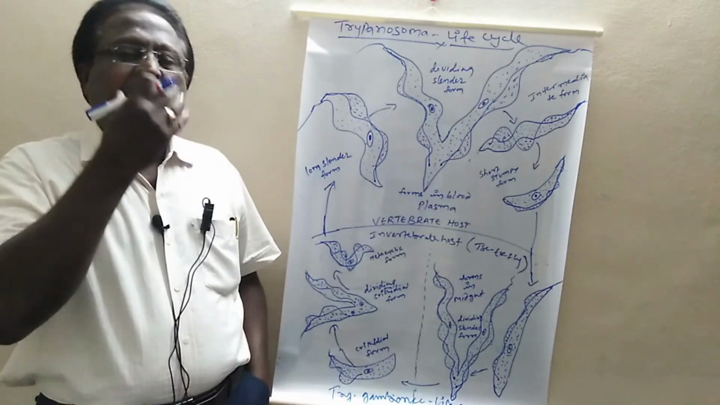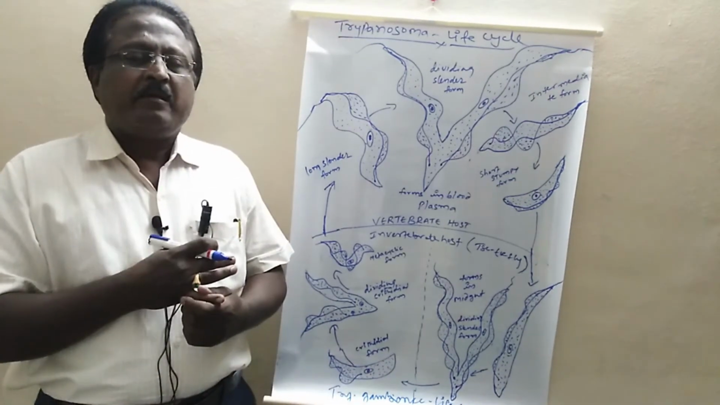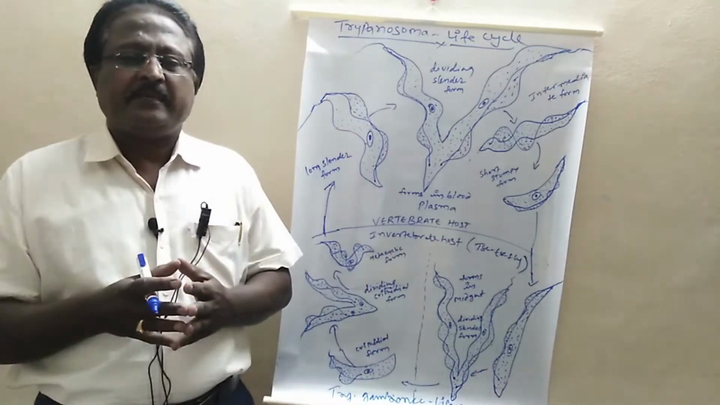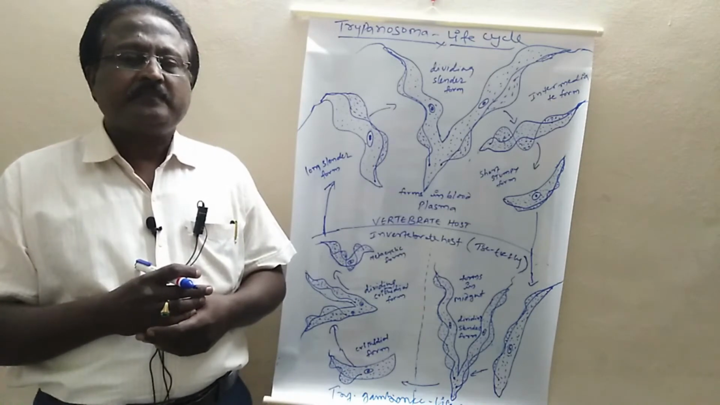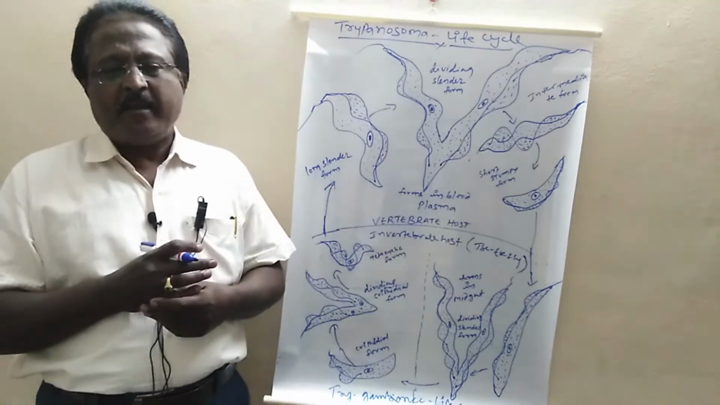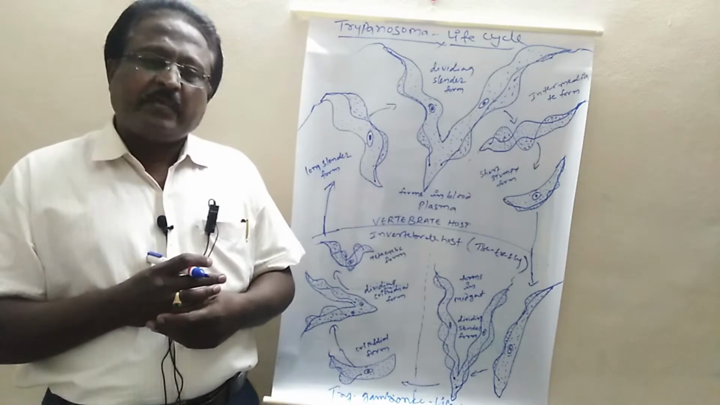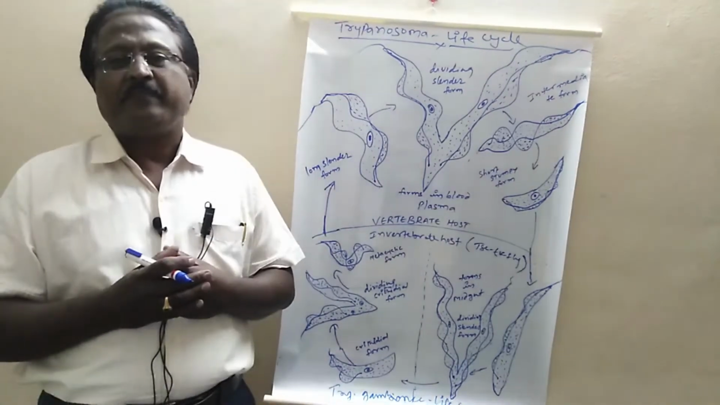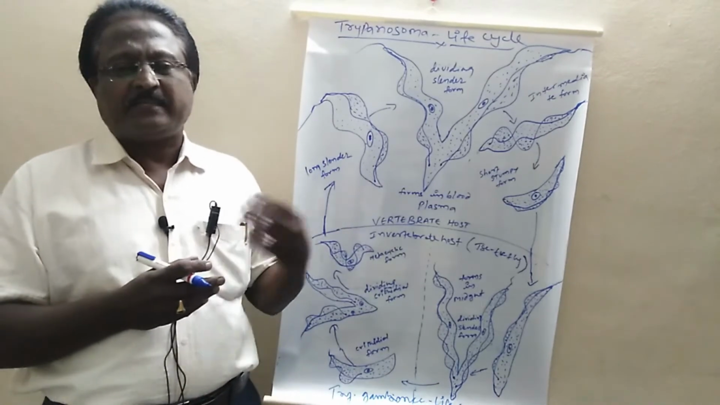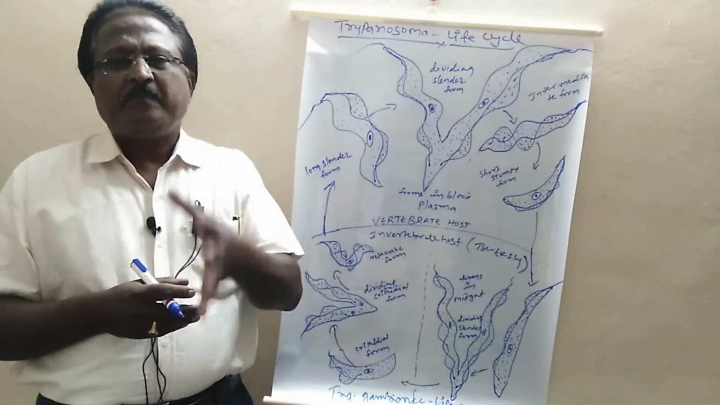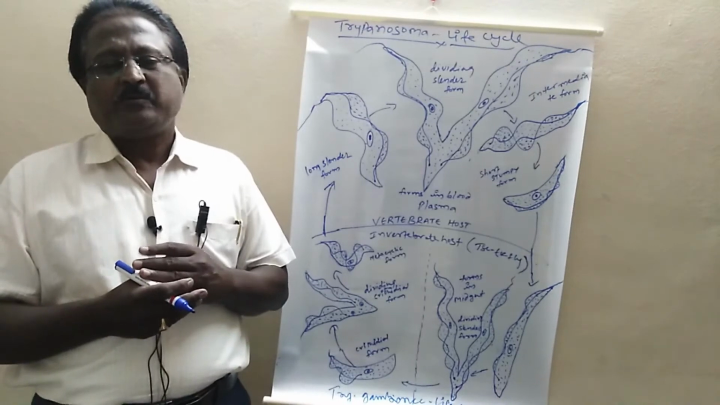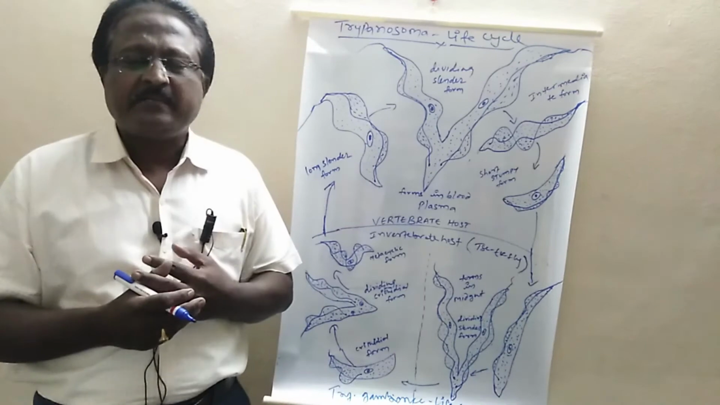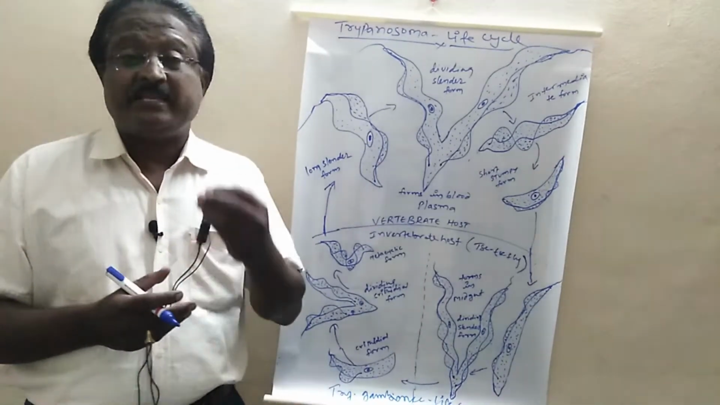It is an endoparasite of man. Particularly, this parasite lives in the blood of man. Hence we call it a hemoparasite. Why? Because this parasite lives in the blood of man. So we call it a hemoparasite or hemoflagellate parasite.